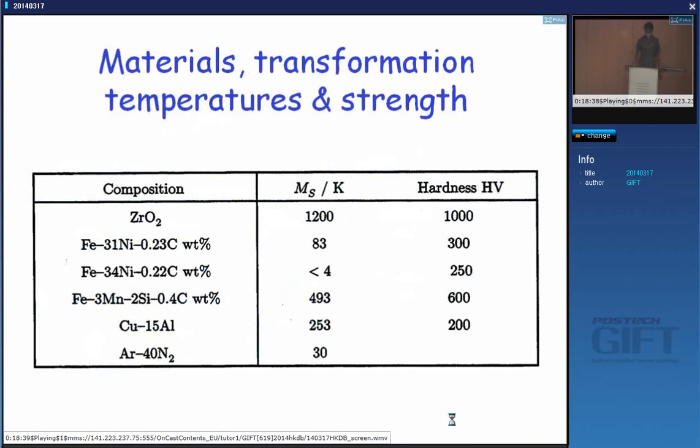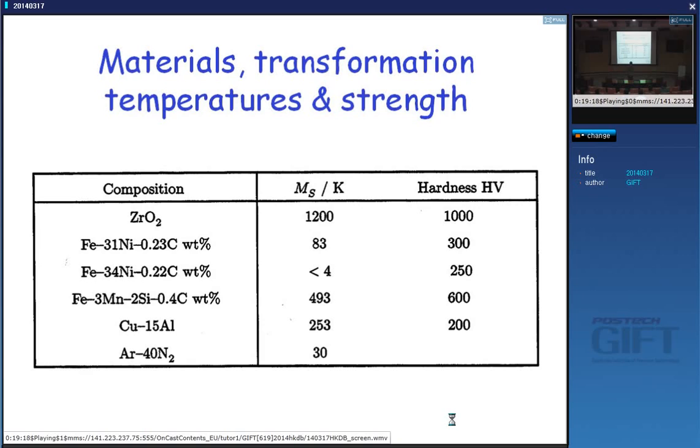The first thing that many people would say about martensite is that it forms at low temperatures. We didn't identify that as a characteristic, but normally people would say so, and you can see that that is not true. Here we have zirconia, which is a ceramic, where you can get martensitic transformation at 1200 Kelvin. Of course, you can also get martensite forming at a very low temperature. For example, in this nickel-rich alloy, martensite forms at approximately 4 Kelvin.